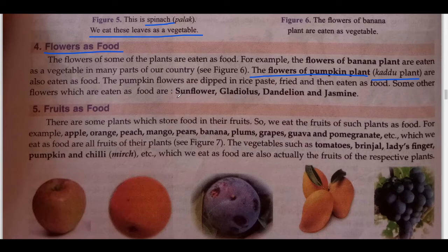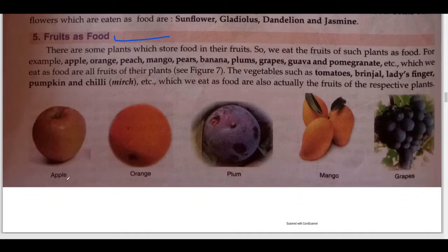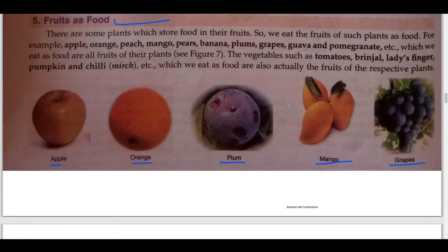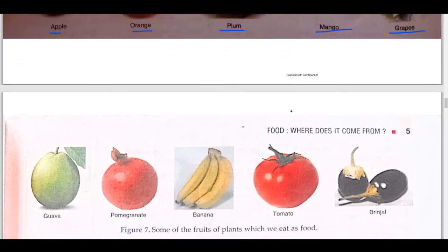Now your fifth point, fruit as food, right? Fruit as food. For example, apple, orange, mango, grapes, all these things will be included in fifth point, fruits as food, right? Now next point, seeds as food.